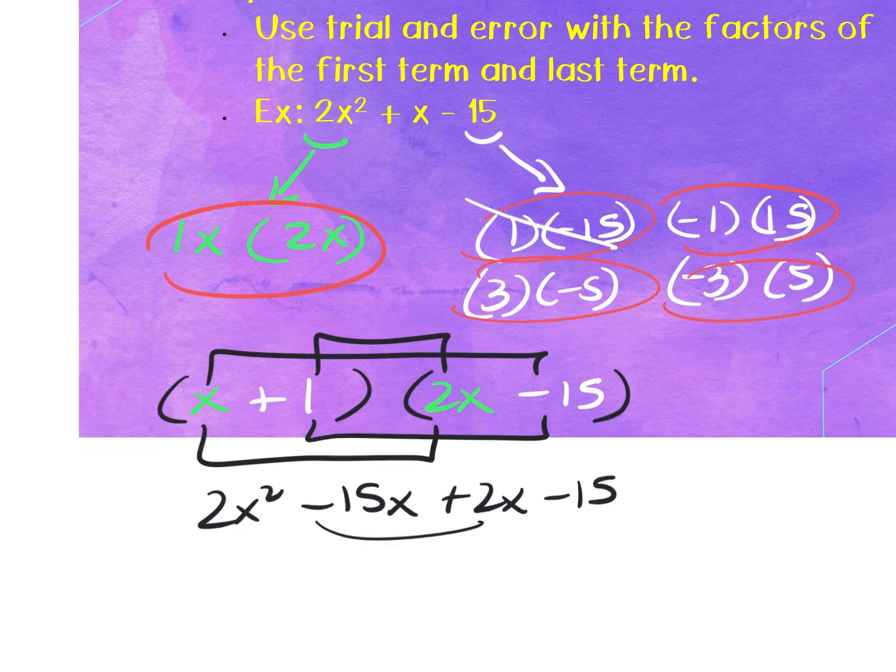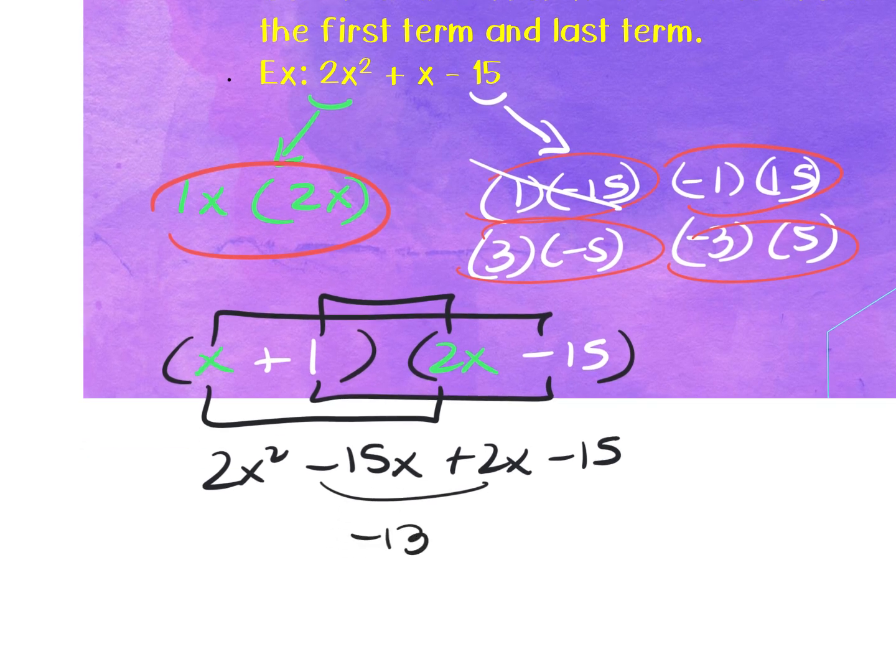Really what you're doing is testing out this middle. See how I get a negative 13x? I was trying to get a 1x. So as soon as you see, if you're doing trial and error, that that one did not work, then you move on to the next one.